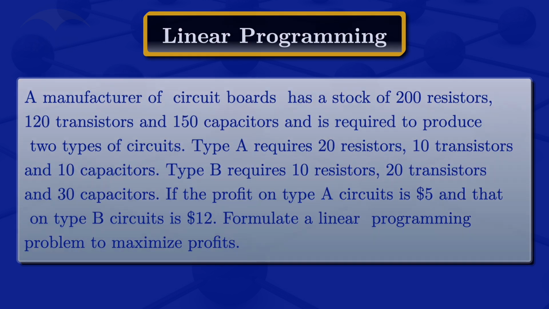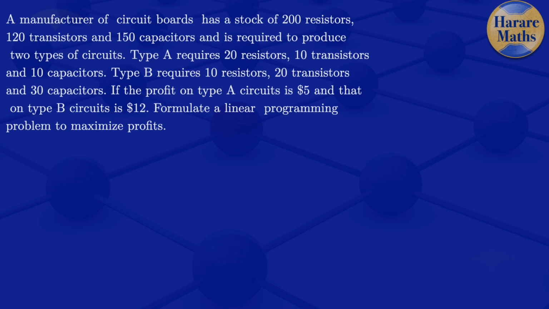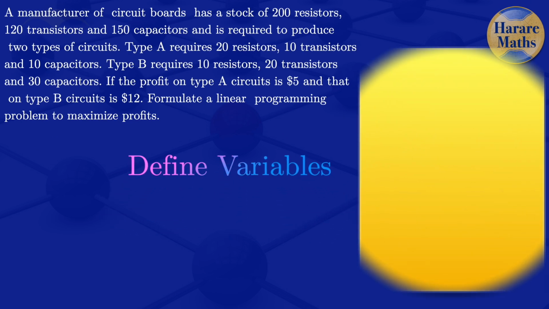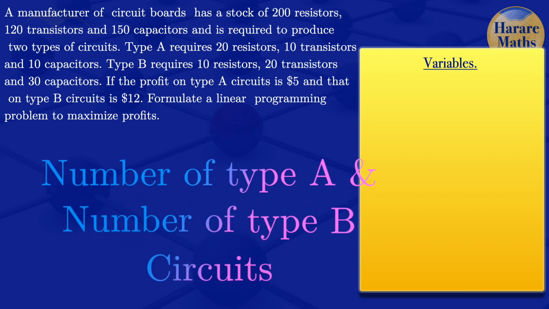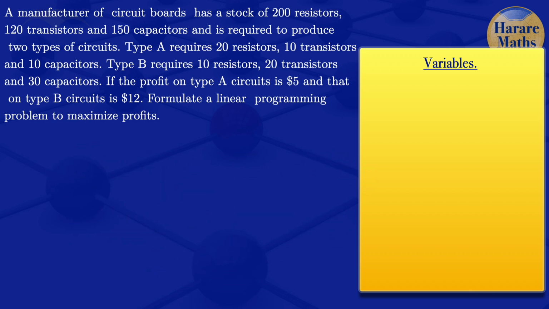So in this tutorial, we're going to formulate a linear programming problem to maximize profits given that information. And to do that formulation, I'll start by looking at the variables. What is it which is varying in the information that we are given there? What we have is the number of type A circuits and the number of type B circuits varying there, because we can change the number of type A circuits and type B circuits to suit what we want. So those will be the variables.